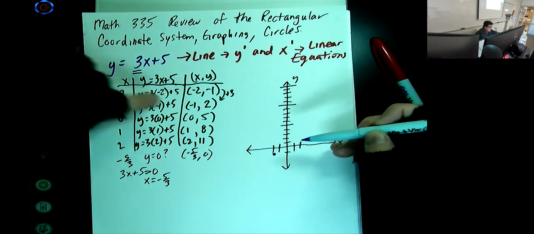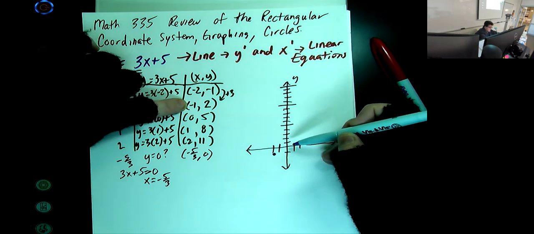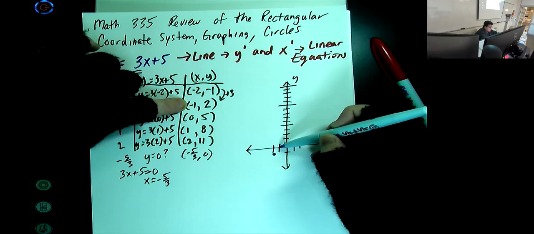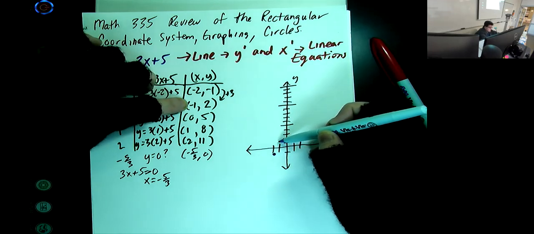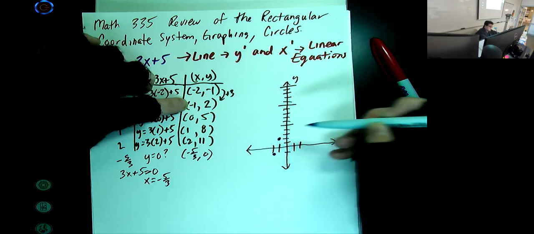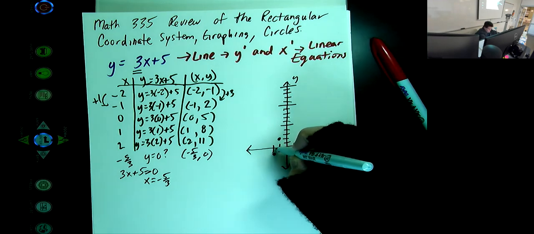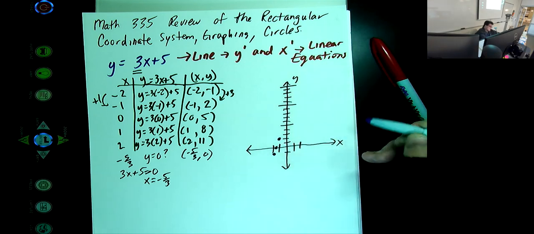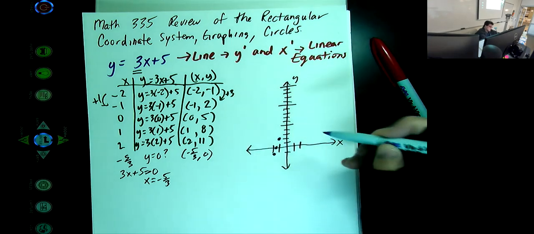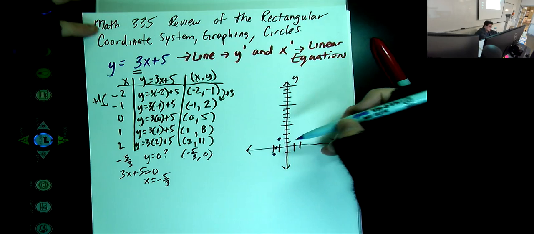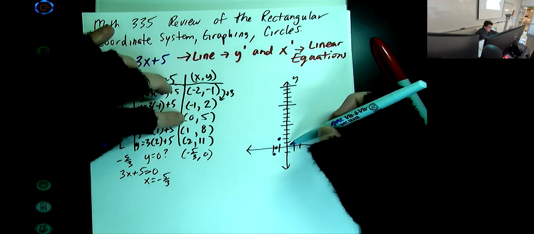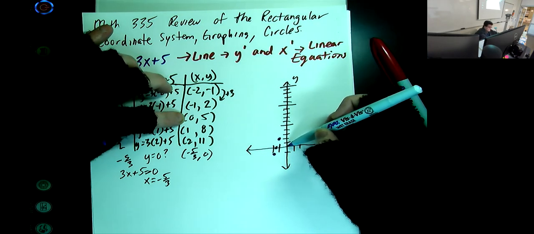I'll do the same thing for the next one, -1 and 2. I go to the left or right first, the 1 is negative, so I'm going to go left 1. And then from there, the 2 is positive, so I'm going to go up 2. And that -5/3 looks like it's right there. -5/3, 0. If I keep going, 0, 5 means I don't go left or right. 0, no left or right movement, just up 5 steps.